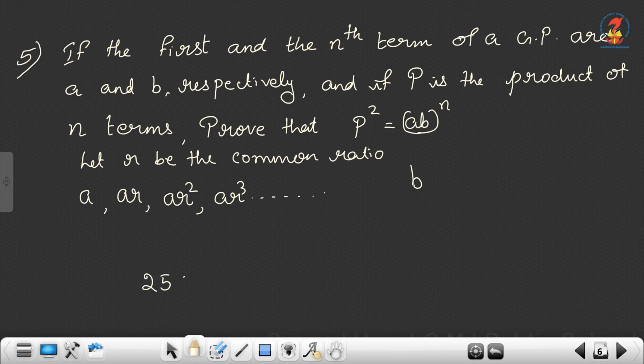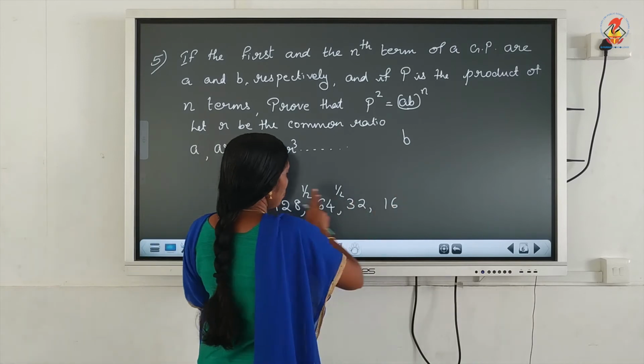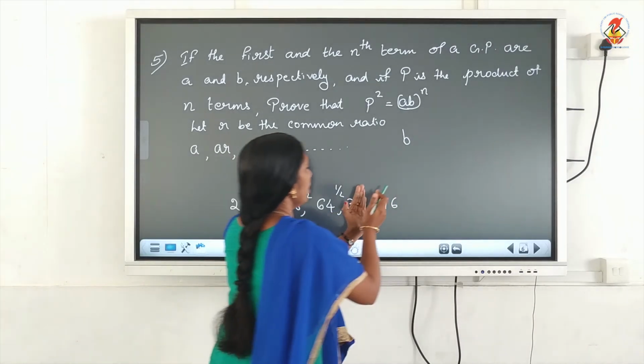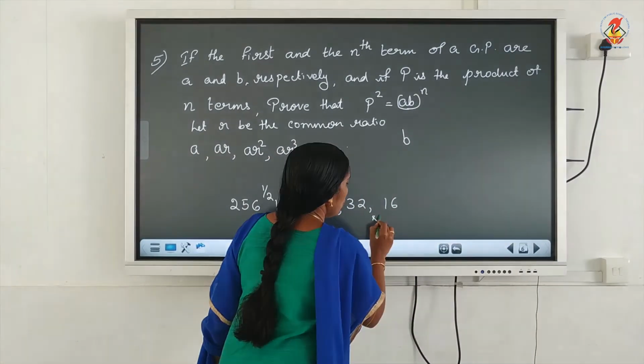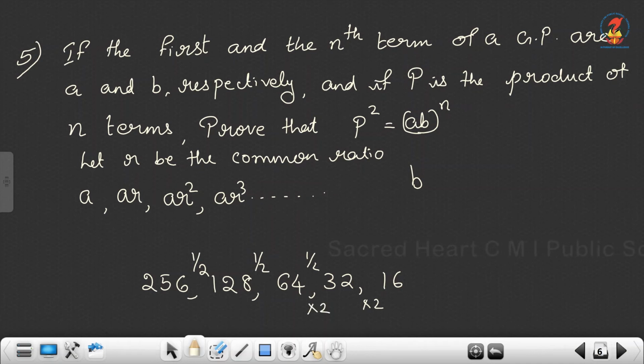In the question it is like this: 256, 128, 64, 32, 16. So 256 into 1 by 2 is 128, into 1 by 2 again, like that. So when we go from left to right, you have to multiply by 1 by 2. When we go from 16 to 256, what is the rule? 16 into 2 is 32, 32 into 2 is 64, 64 into 2 is 128, 128 into 2 is 256. Just the opposite: if it is 1 by 2 in one direction, here it is 2.